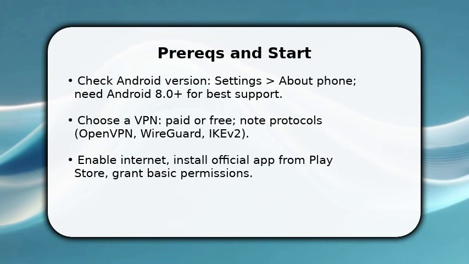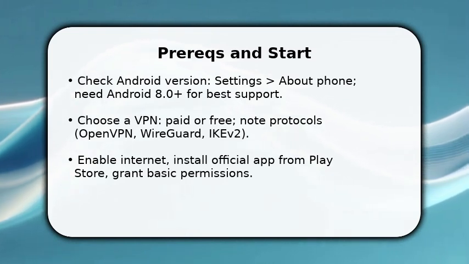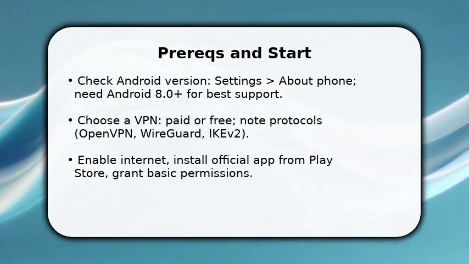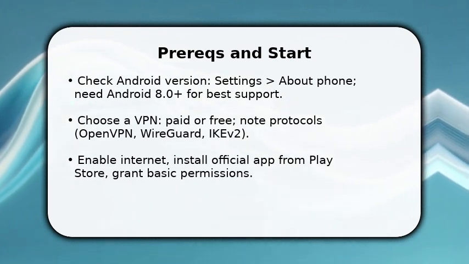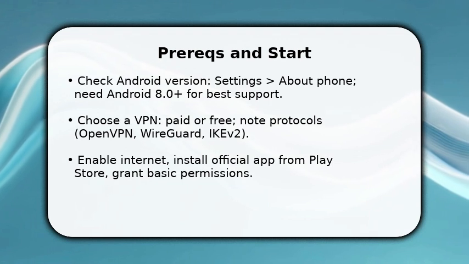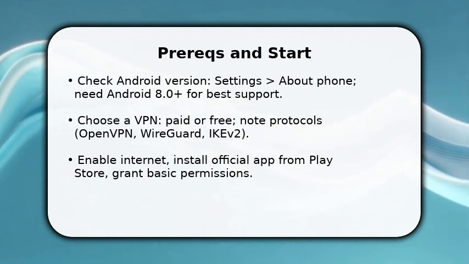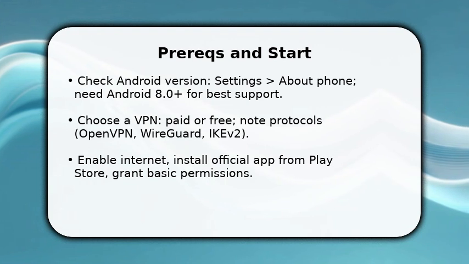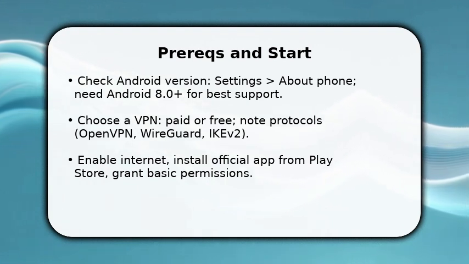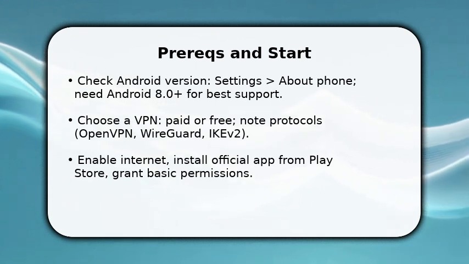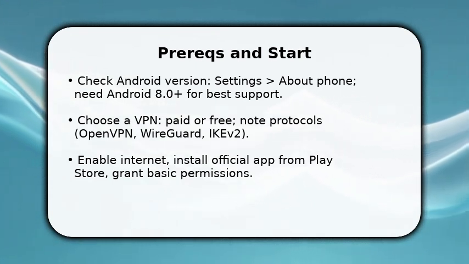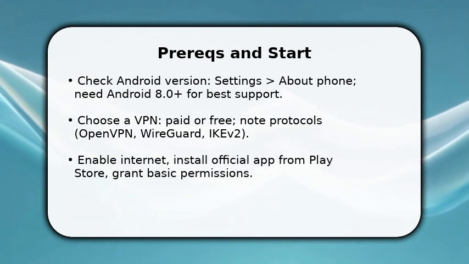You begin by confirming essential prerequisites and taking the first actionable steps. Make sure your Android is updated, then pick a reputable VPN provider and install its official Play Store app. Once installed, open the app and allow required permissions. These let the VPN create a secure connection. If the app asks for a device admin or VPN permission, accept it so your phone can route traffic securely.